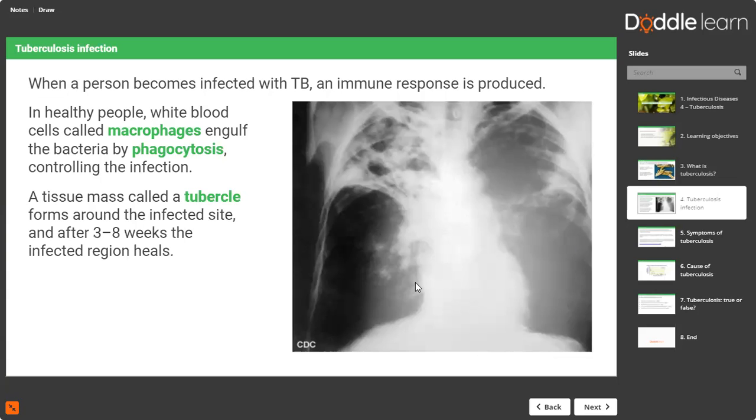So a tissue mass called a tubercle forms around the infected site, and after 3 to 8 weeks, the infected region heals.